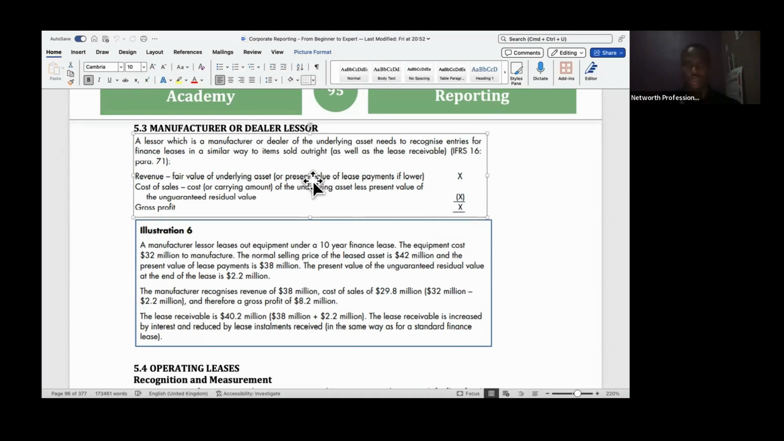So simply, when we have a manufacturer or dealer lessor, in addition to determining net investment in the lease or lease receivable, we must also determine a gross profit, which is the revenue, which is going to be the lower of the fair value of the underlying assets and the present value of the lease payment. Compare that with the cost of sales, which is usually the cost of the assets. And now we have to deduct the present value of unguaranteed residual value.